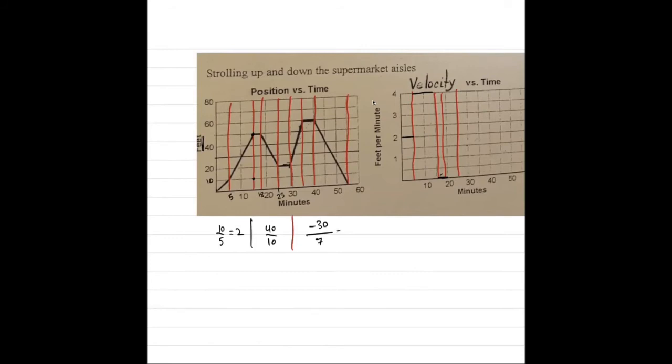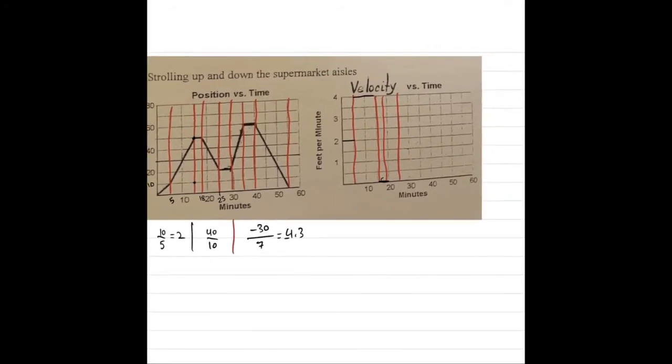So 30 divided by 7 is, I'm gonna have to calculate that. It's 4.2 or 4.3. But remember, it's negative because the person went back closer to their initial point in the other direction. So we can, the same thing, indicate that with a line at 4.3 and say that it's in negative direction, or extend the graph.